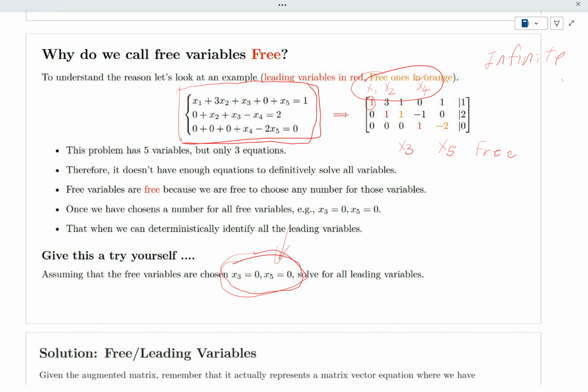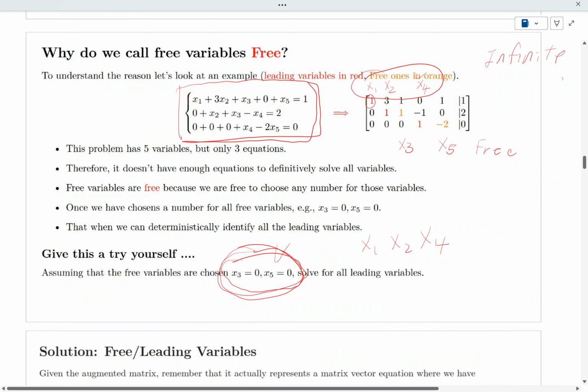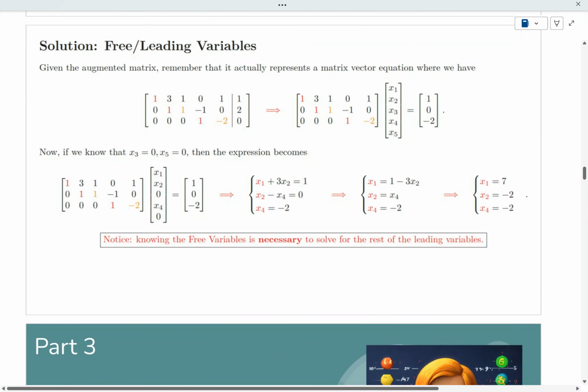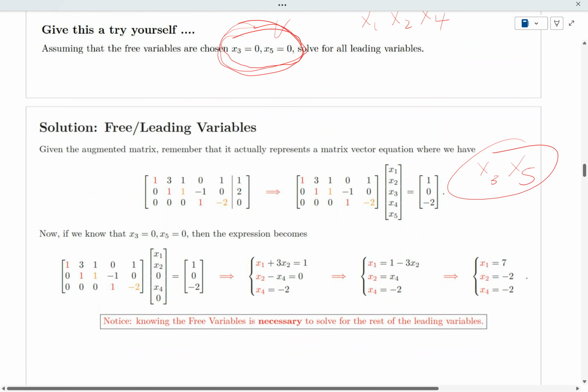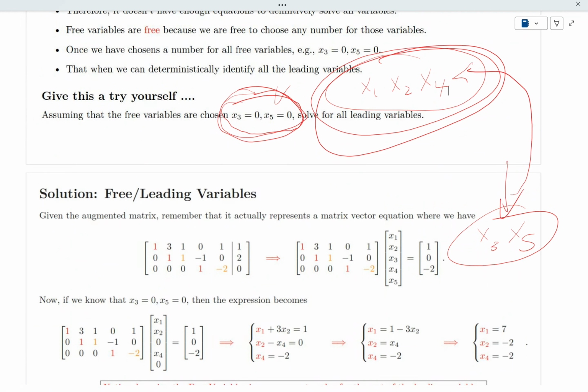Your job now is to pull out a piece of paper and identify x1, x2, x4, given that this is known. This will show you why knowing them is necessary. Pause the video, give this a try, and I'm going to move on. Hopefully you did the exercise. If you did, you will see that you have to pick x3 and x5. If you don't pick them, there's no way you can solve these. So we are free to choose these, and once we choose them, we lock in the solution for the others.